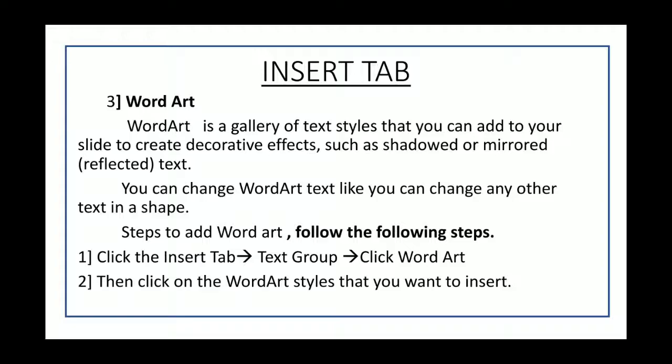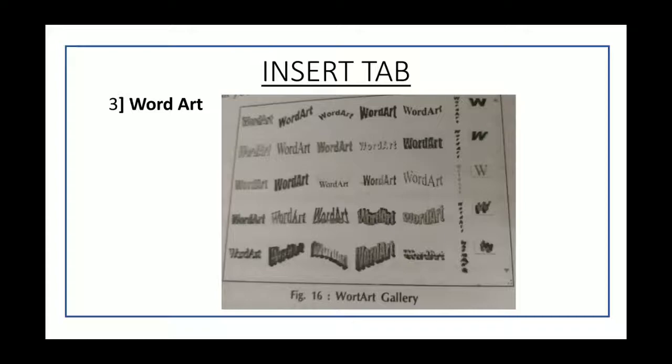Steps to add word art. First, click the Insert tab. From the text group, you have to select word art. Then click on the word art style that you want to insert. This is your word art gallery. You can see different styles of word art here. Whichever you feel is better, which is very attractive, that word art you can select from this word art gallery.